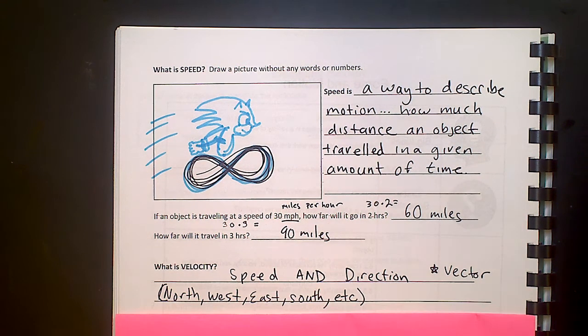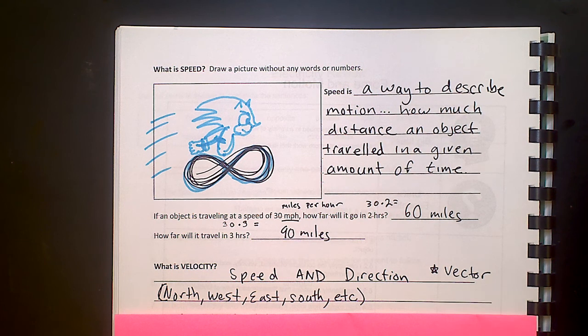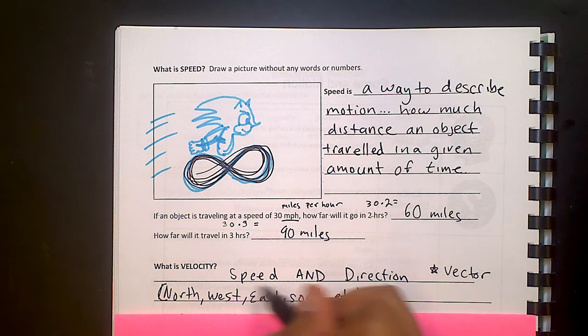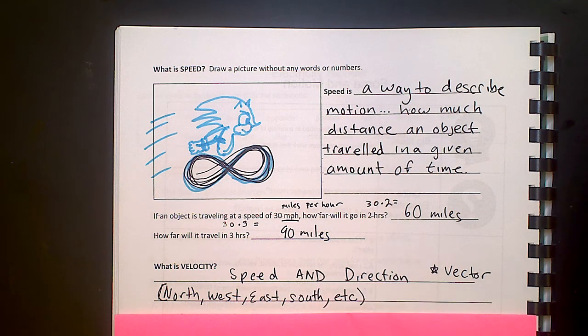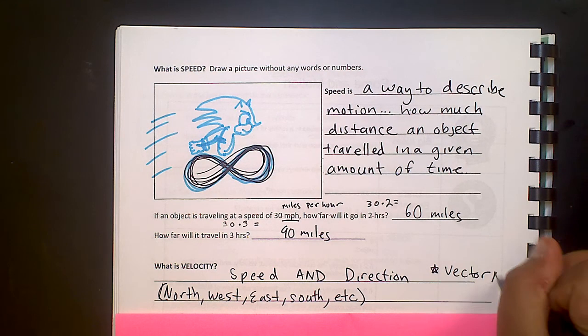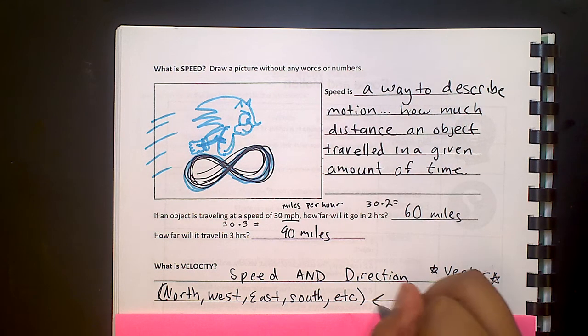All right, so then what is velocity? Velocity is speed and direction. This is what we call a vector quantity, meaning it has a magnitude, which is what you would call speed, how strong it is, how fast it is, what magnitude means, and a direction. So the only difference between velocity and speed is that velocity is a vector, meaning it includes direction.